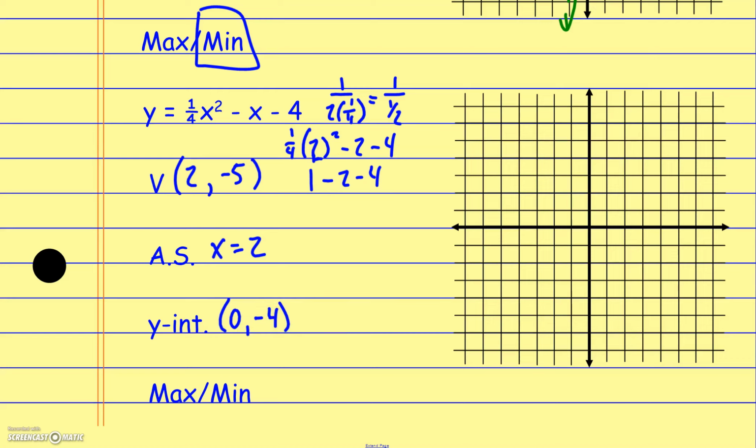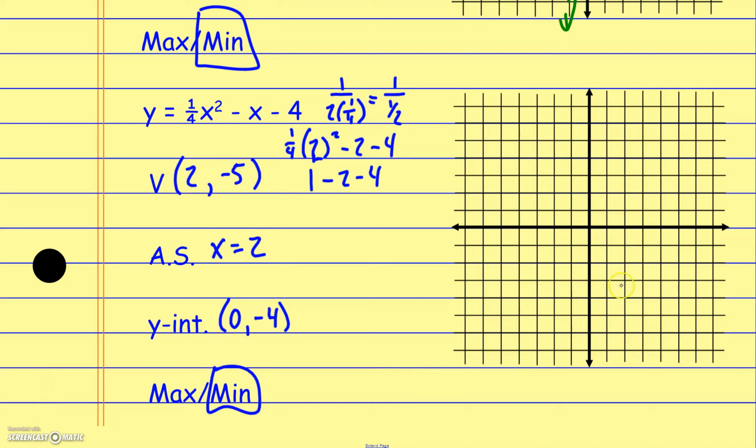And now this one, because my a value is positive, I know that this thing is going to open up, which means my vertex is at the bottom, so it means I have a minimum value again for this one. All right? And all of those things are just going to really help us check this as I go to graph and make sure everything's in the right place. So I go to graph this thing.